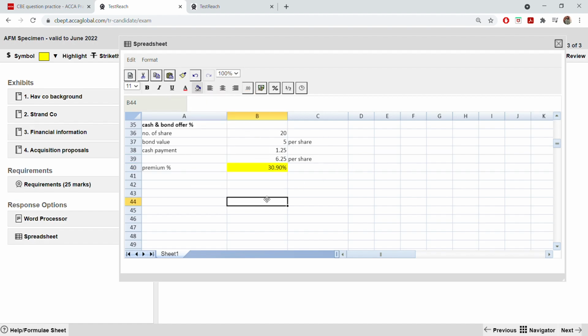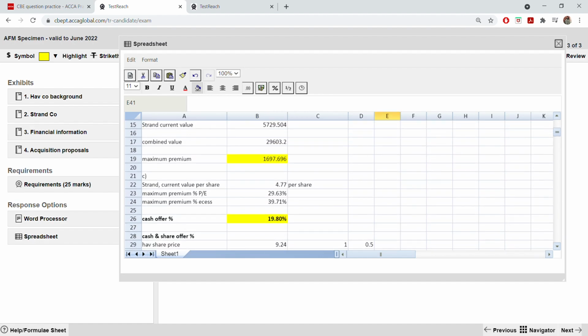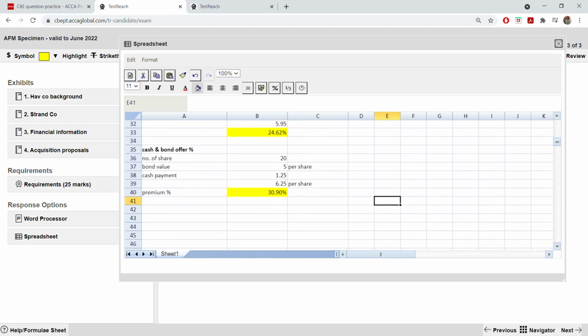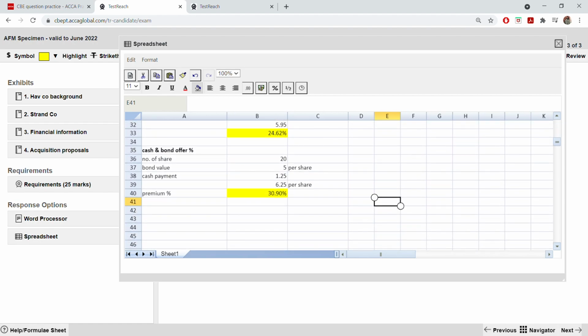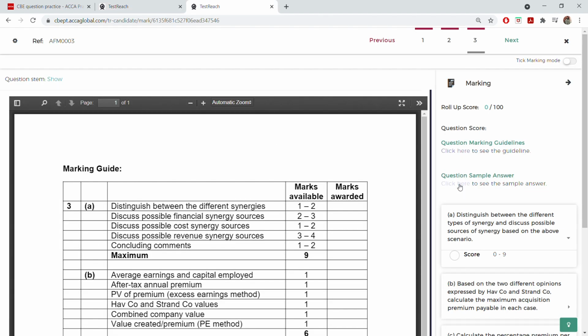So now tell me which one is giving the highest percentage. 30.9, 24.62 and 19.8. You see, cash and bond offer is giving you the highest premium percentage. So now comes the discussion part, which you have to go to the Word process and discuss. Let me show you the answer.